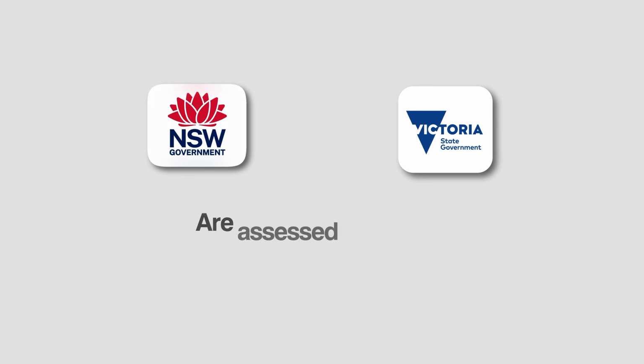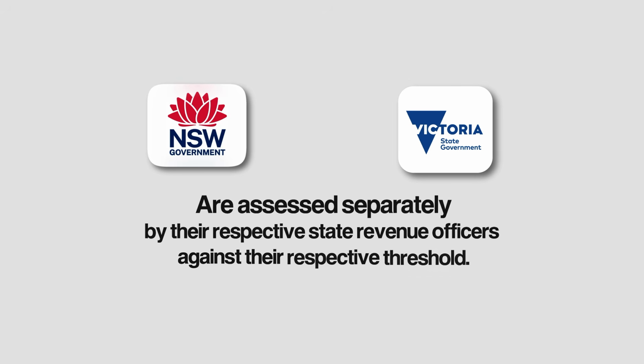And one more thing that catches people off guard. Each state only counts the properties you hold in that state. So a property in New South Wales and a property in Victoria are assessed separately by their respective state revenue officers against their respective thresholds.